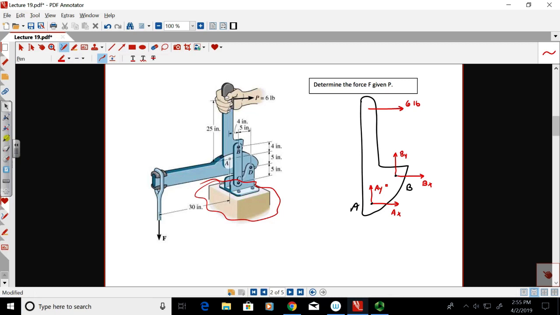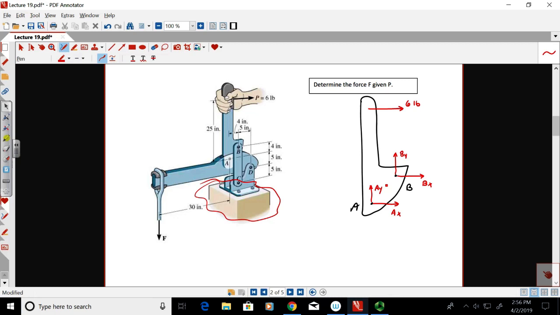Am I missing anything? The only thing you might have a question about is, does this thing have weight? Well, it doesn't say, does it? Right? So, yes, this thing does have weight, I'm sure, but I guess we're going to assume that the weight of each one of these pieces is small enough that we can ignore it.